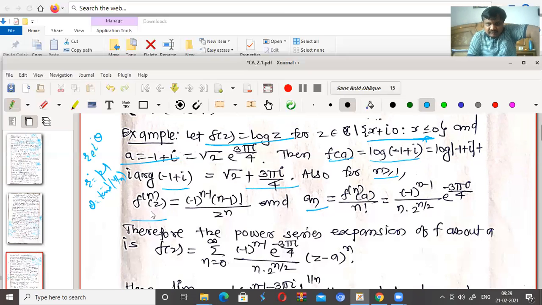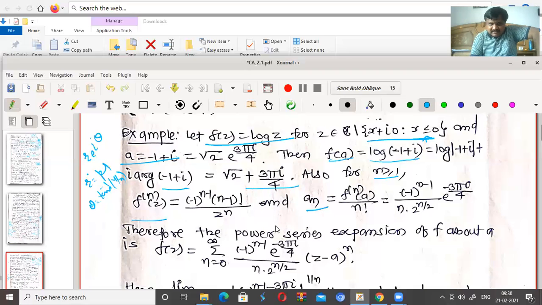So a_n equals f_n at a upon n factorial. Put z equal to a there. What will happen? Minus 1 raised to n minus 1 into n minus 1 factorial upon z raised to n, meaning a to the power n, divided by n factorial. If this is divided by n factorial, we get only n in the denominator: minus 1 raised to n minus 1 upon n, z raised to n.